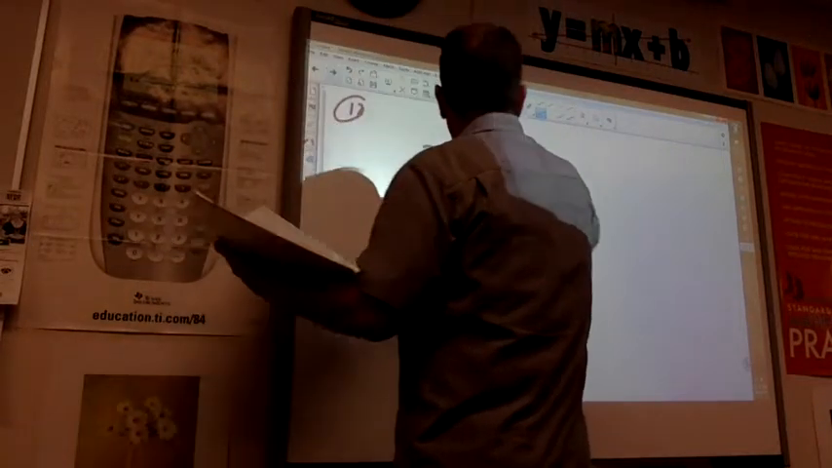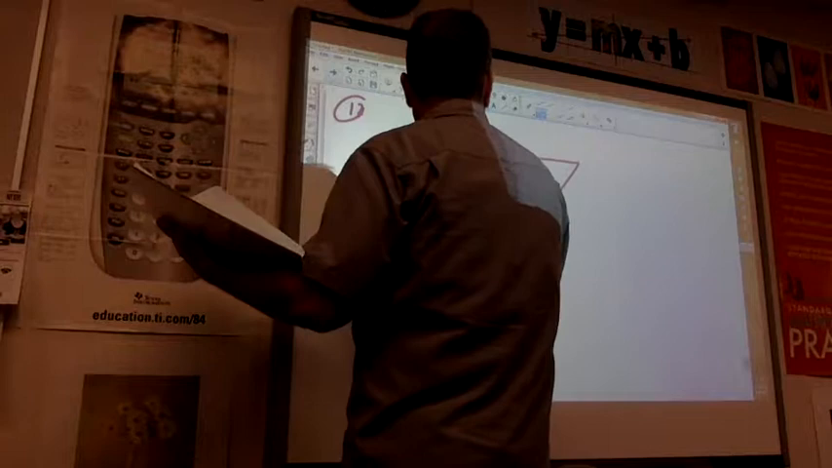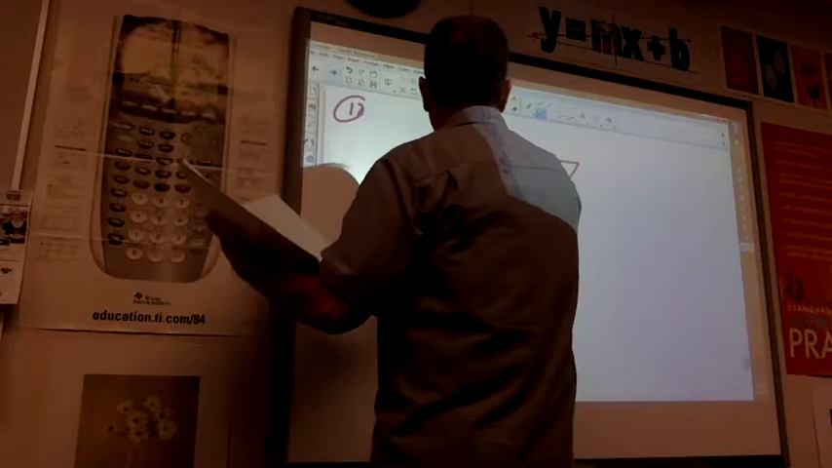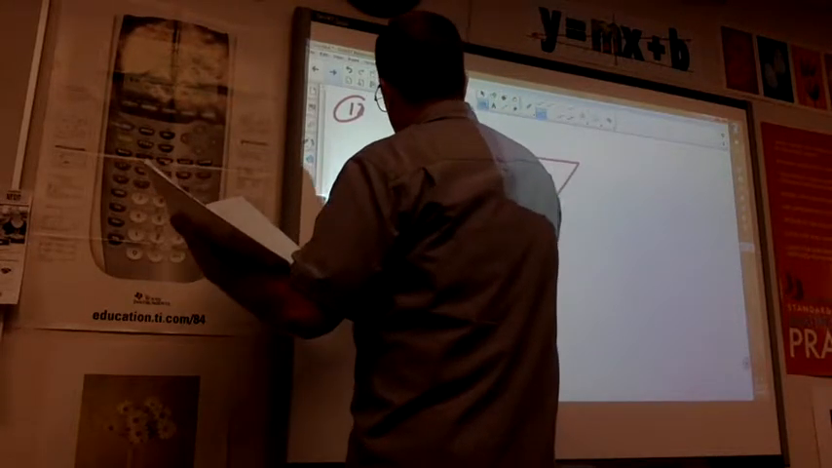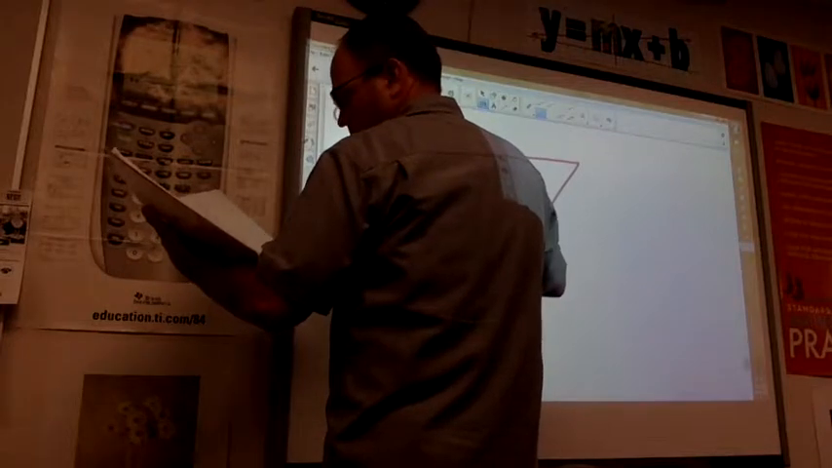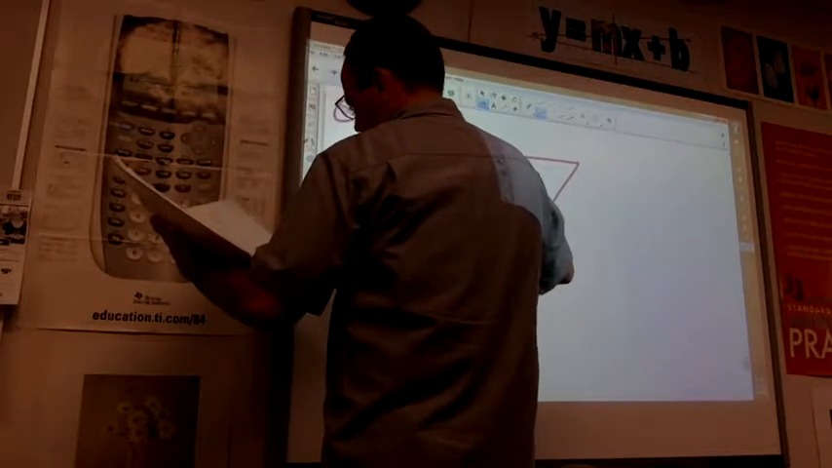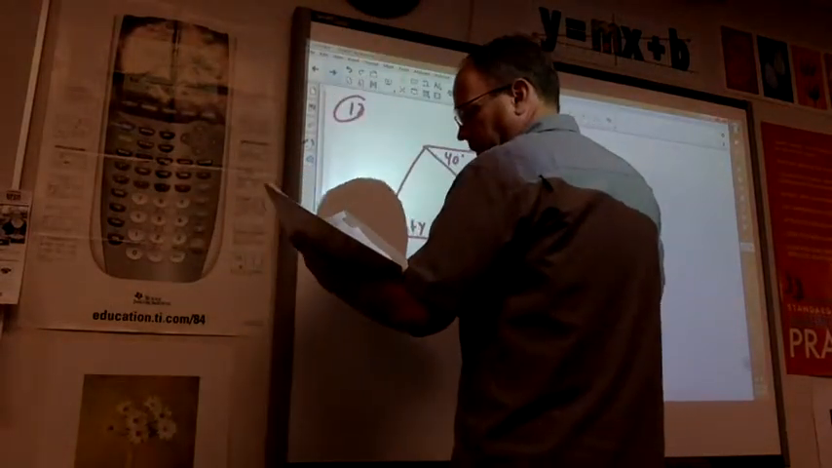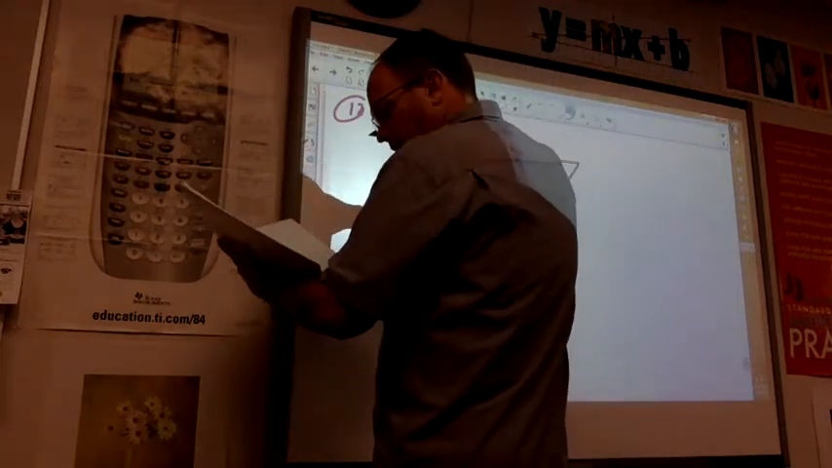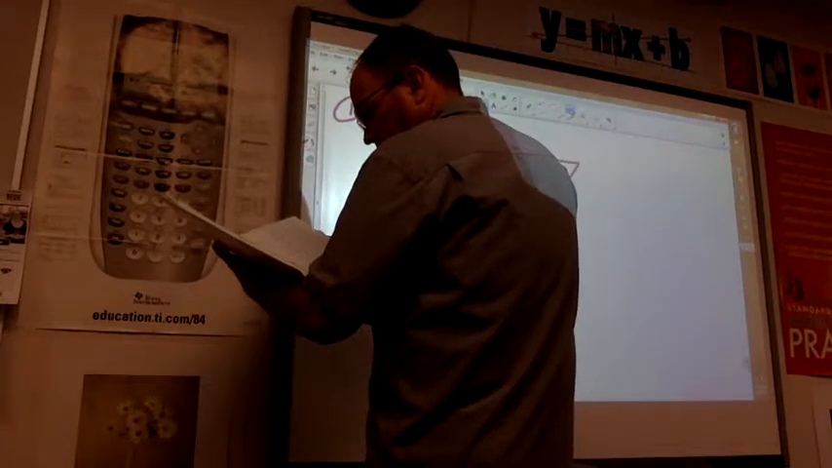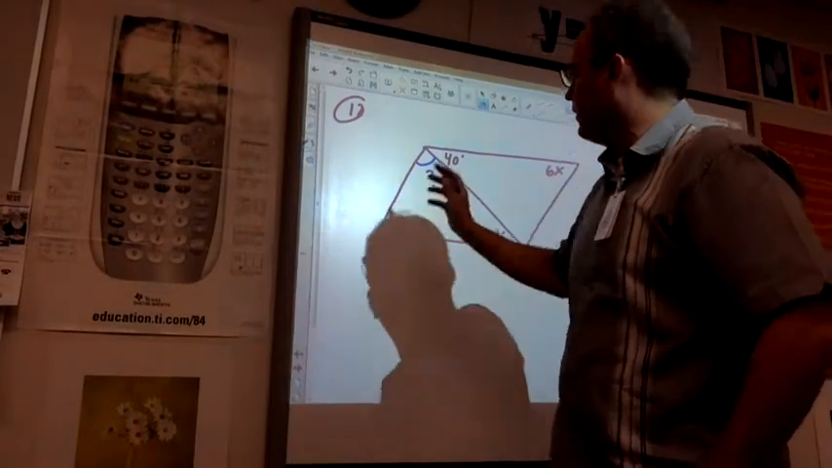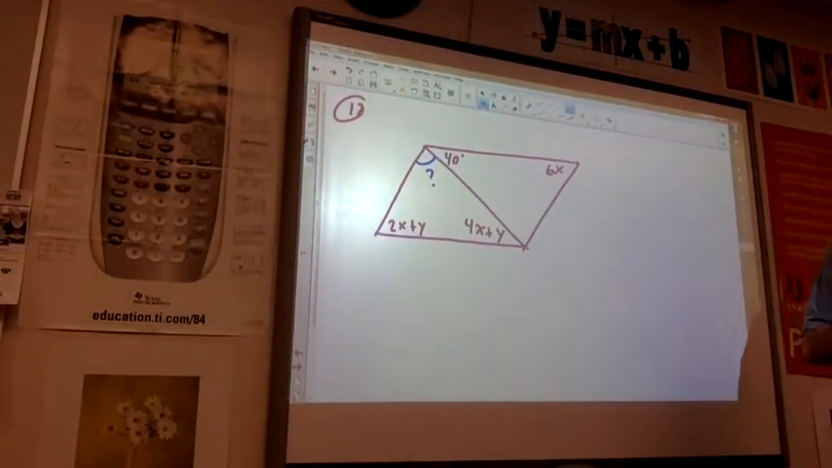So we have a parallelogram. Given, that's 40. That's 2x plus y. 4x plus y. 6x. So we'll want that, and then P. All right. So they want us to solve x and y and figure out what that angle would be. So if it's a parallelogram, what do we know about a parallelogram? What's one of the rules that we definitely know?